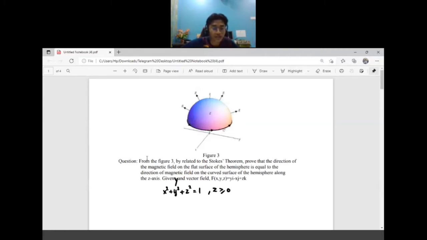This is a simple question that can help you to understand the Stokes theorem. The question is, from figure 3, by relating to the Stokes theorem, prove that the direction of magnetic field on the flat surface of the hemisphere is equal to the direction of magnetic field on the curved surface of the hemisphere along the z-axis. Given the spherical formula x squared plus y squared plus z squared equals 1 and z equals 0, and the vector field F(x,y,z) equals yi minus xj plus zk.